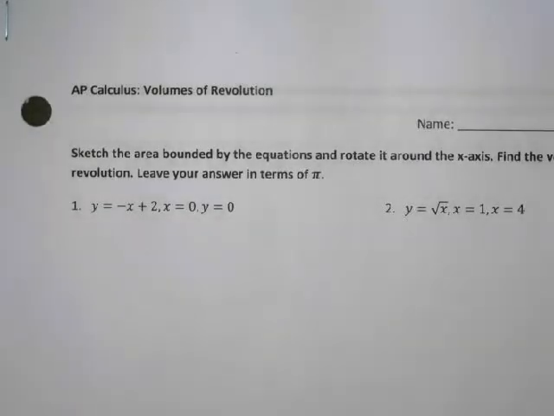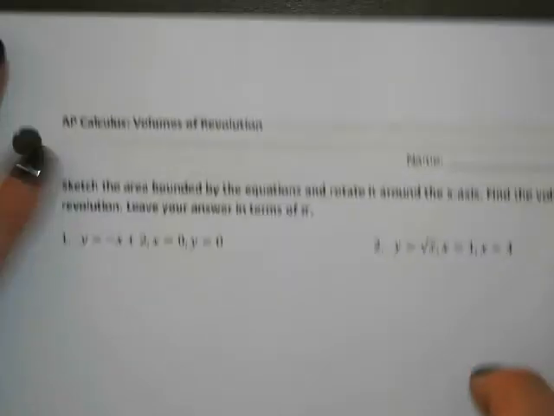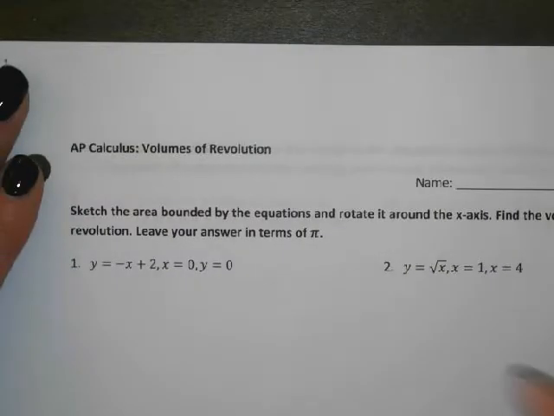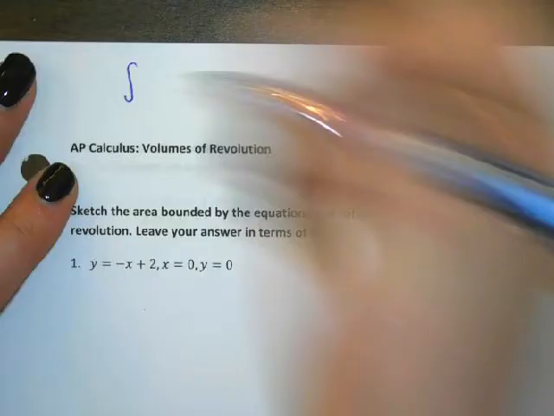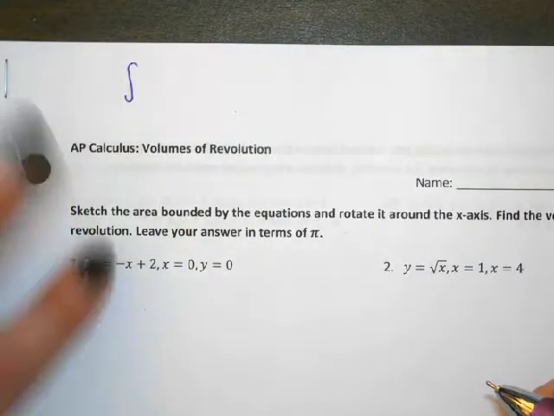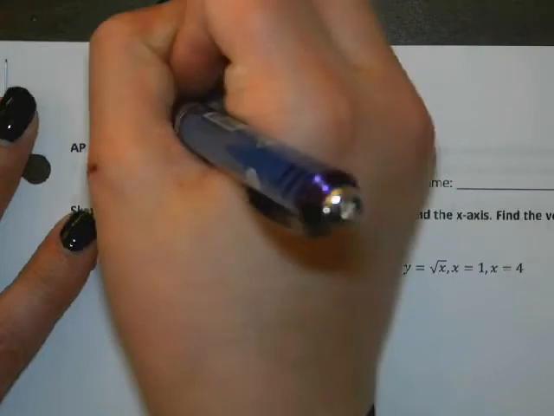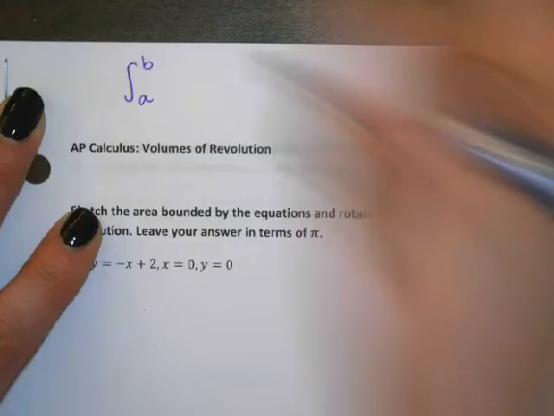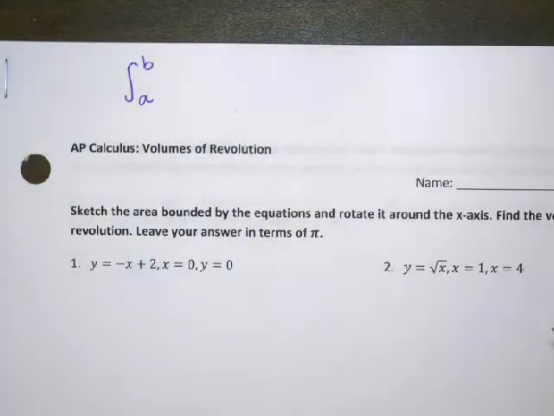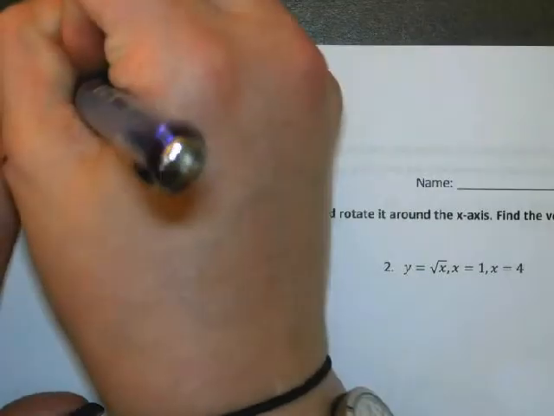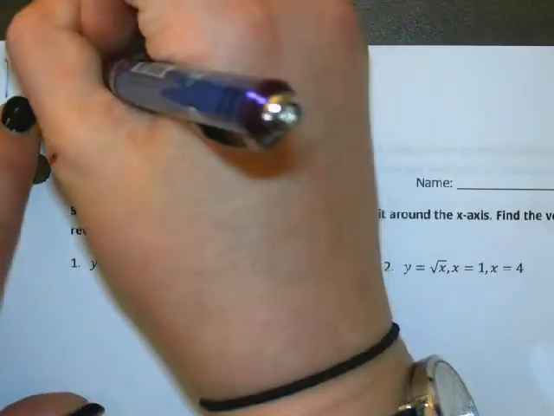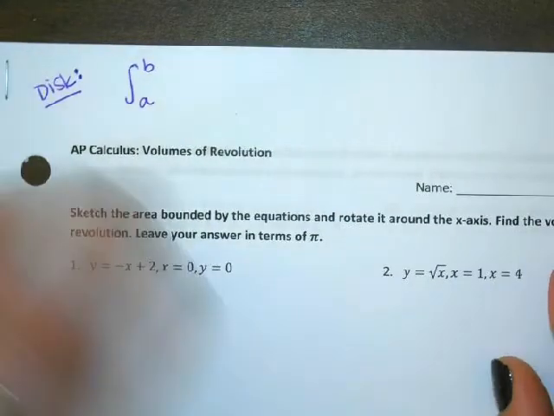So let's go ahead and summarize the formula that we need to know. To write our integral, we have the value from a to b. And this first one is for the disk method. That's all the video was, the disk method, but there are two methods, disk and washer, and we're going to do the washer method partway through class.